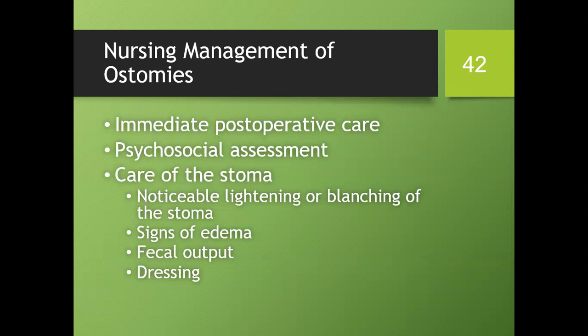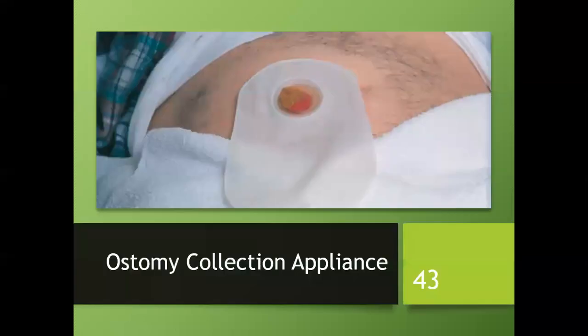So if they see a noticeable lightening or blanching of the stoma, it may indicate ischemia. If they have edema or swelling, if they've had decreased fecal output, and so they may have an obstruction or something, and then knowing how to care for their dressing. They need to know all of this. Here is a picture of an ostomy collection appliance.